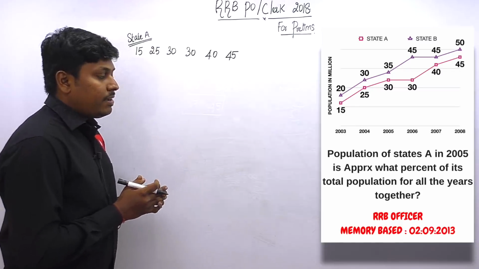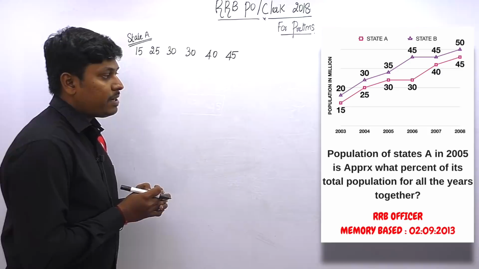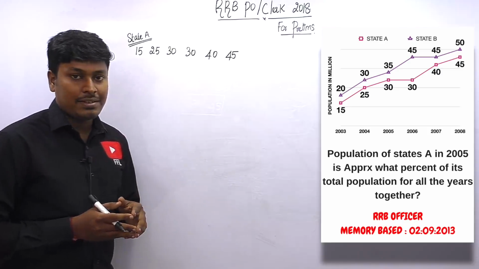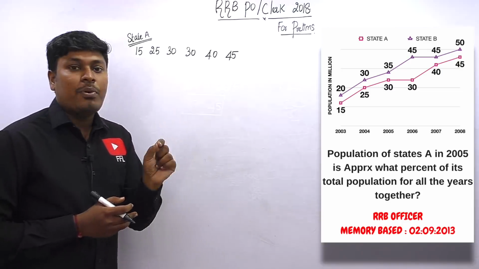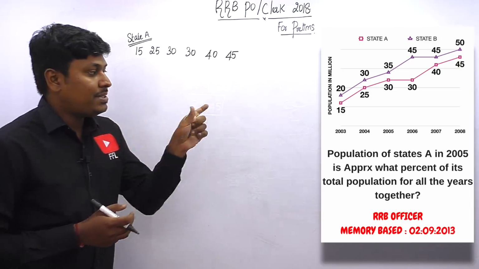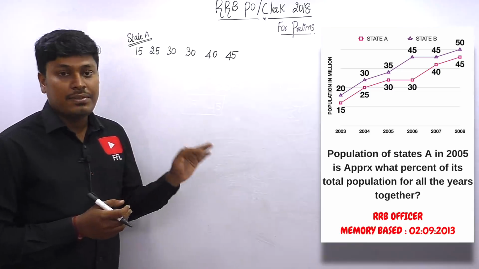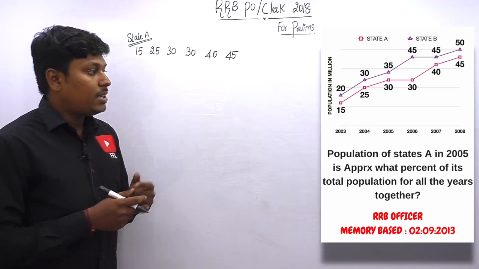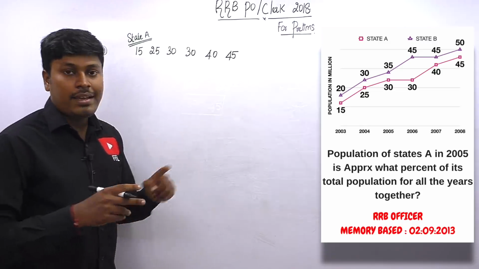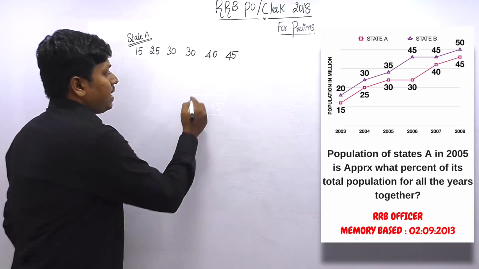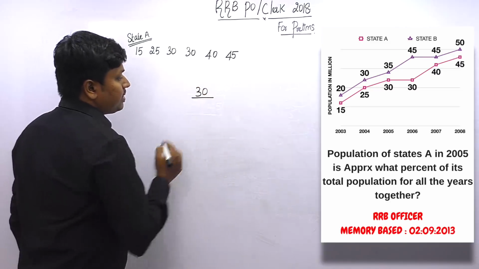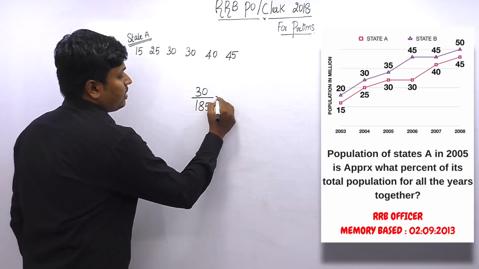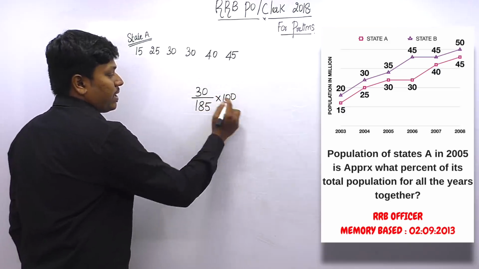Question number 5. Population of state A in 2005 is approximately what percentage of its total population for all the years together? So listen to the words carefully: approximately what percentage. By seeing the words what percentage, we can guess that it's a formula, right? X is what percentage of Y: X divided by Y into 100. The numerator will be the population of state A in 2005, which is 30 million, divided by the total population we just calculated, which is 185, into 100.